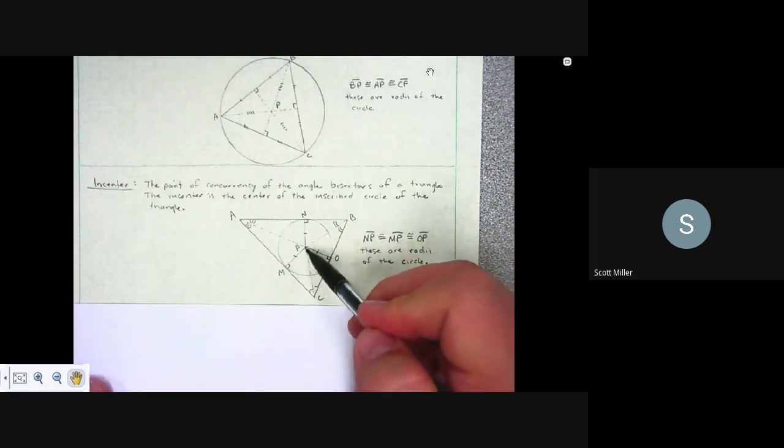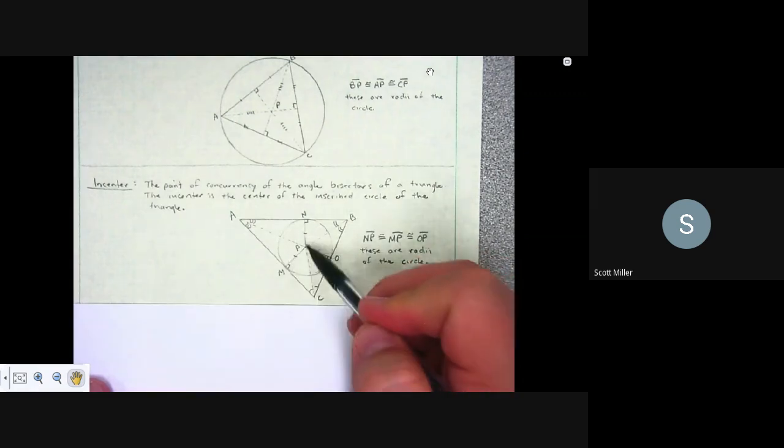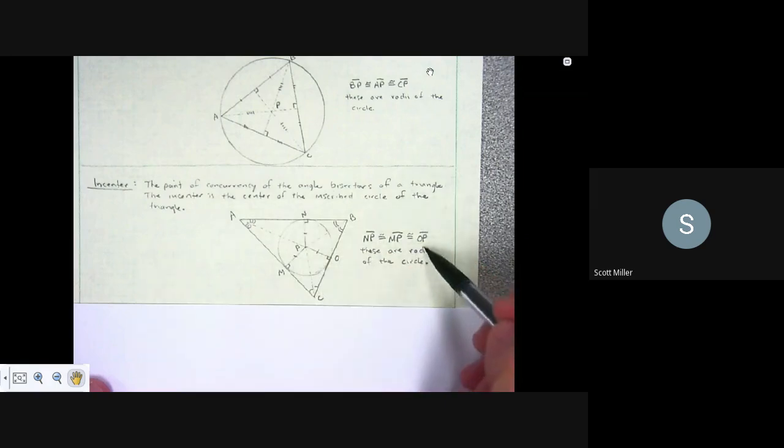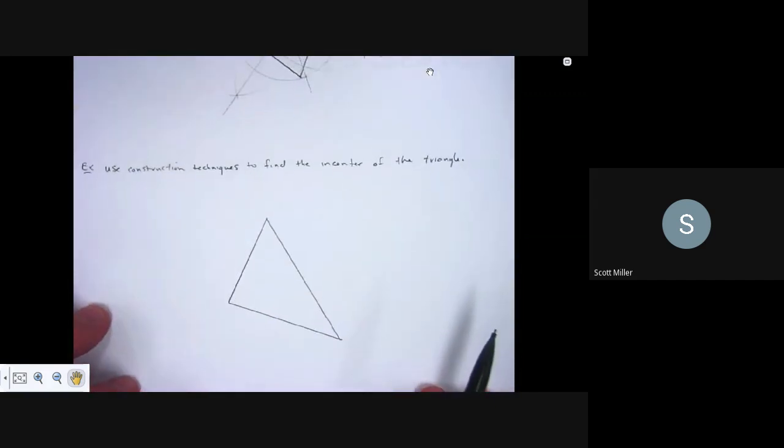And then when I do that, these distances here to the sides are going to be the radii of the circle. So that's where those line segments came from. So those are angle bisectors. Let's go draw that one. Here's another triangle. Let's draw the angle bisectors.